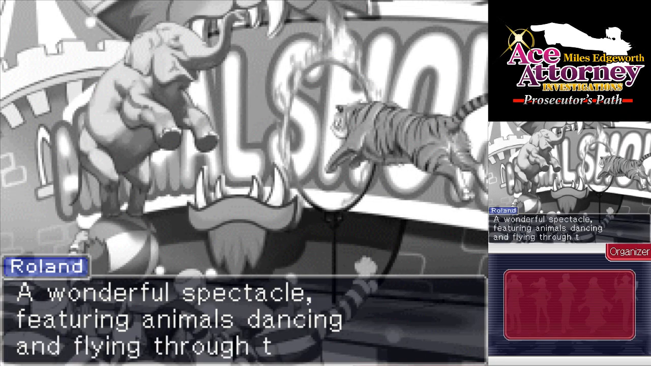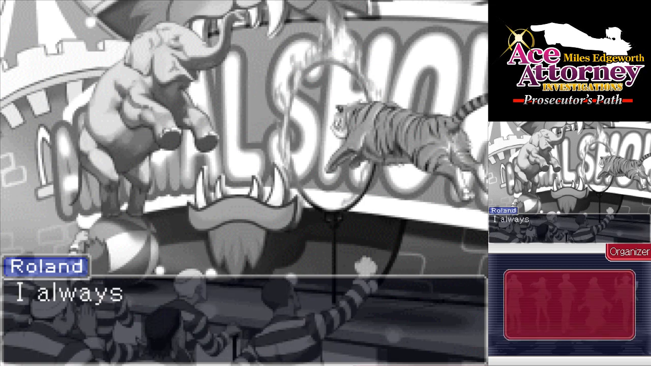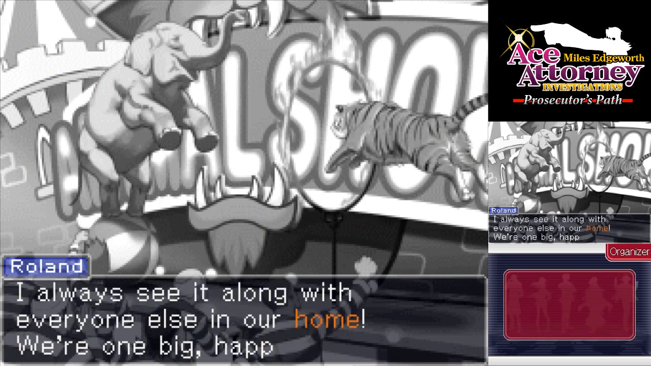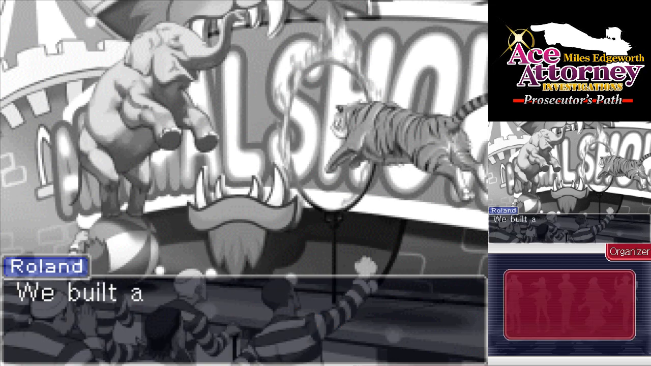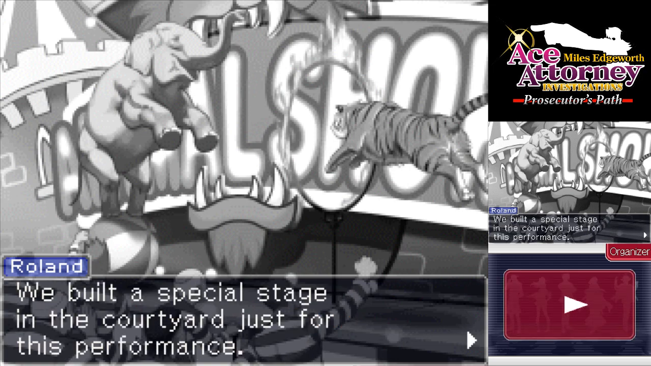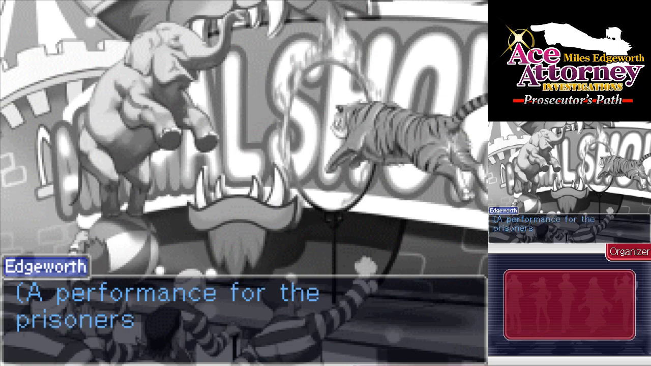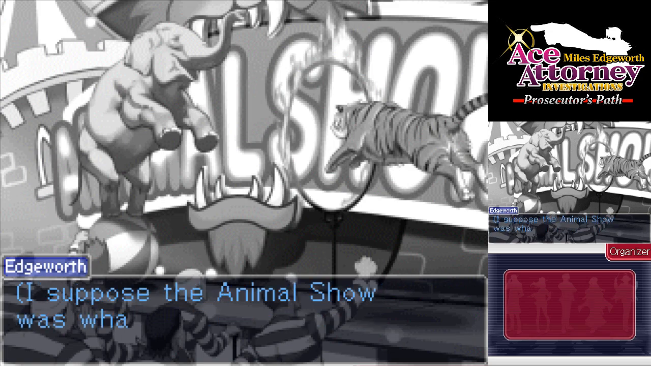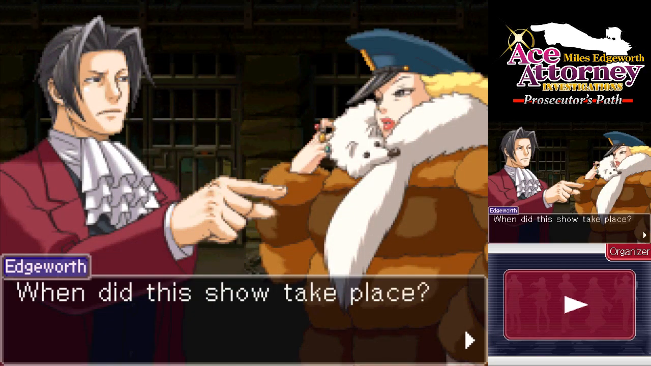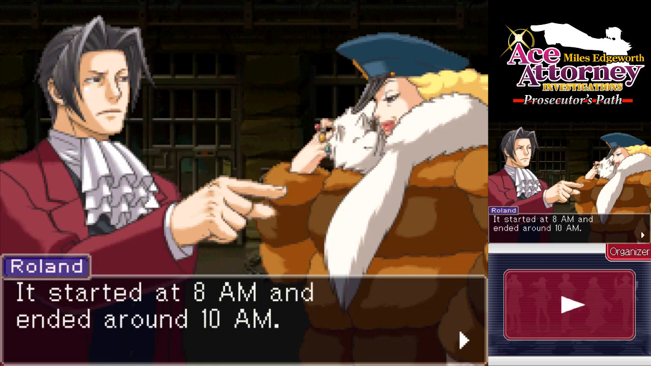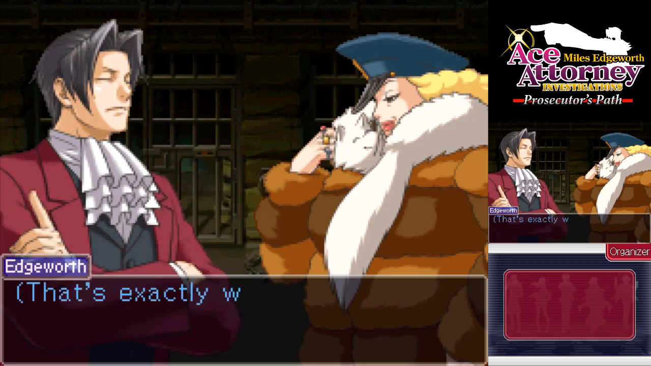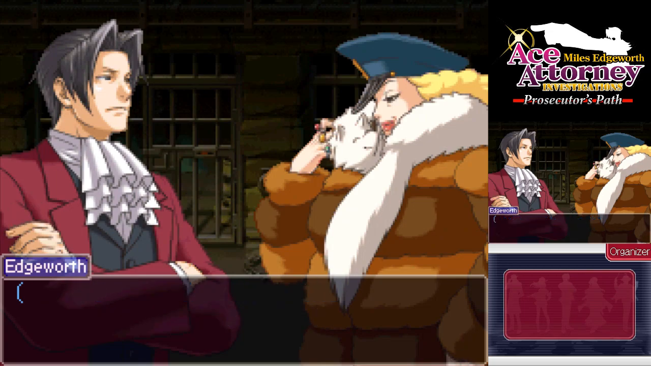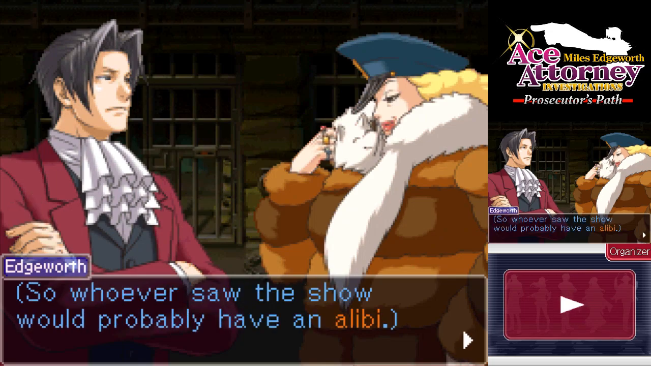A wonderful spectacle featuring animals dancing and flying through the air. I always see it along with everyone else in our home. We're one big happy family. We built a special stage in the courtyard just for this performance. A performance for the prisoners' enjoyment? Yesterday, Elbert mentioned some kind of recreation. I suppose the animal show was what he was referring to. When did the show take place? It started at 8 a.m. and ended up around 10 a.m. That's exactly when the body was discovered. So whoever saw the show would probably have an alibi.